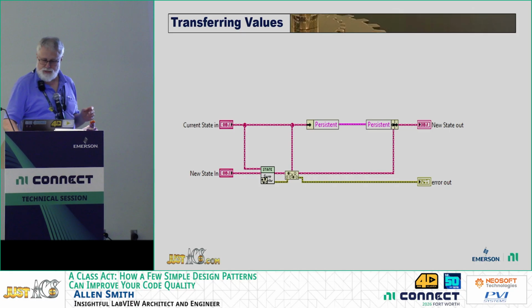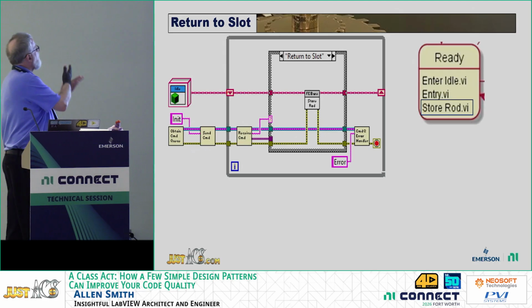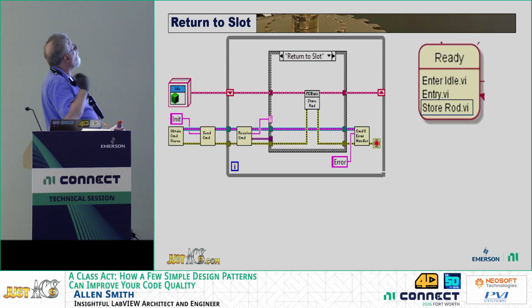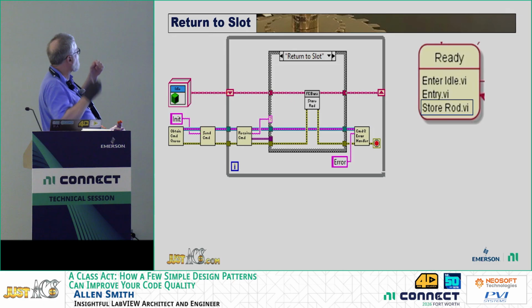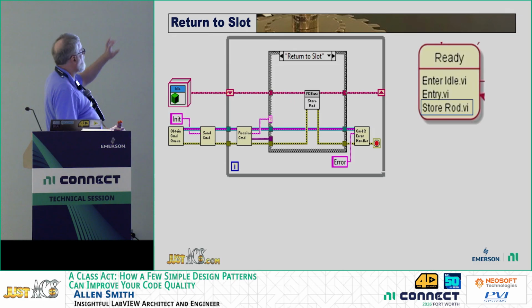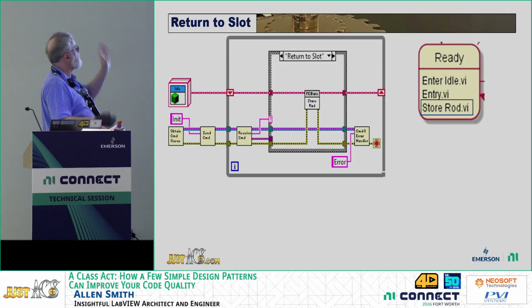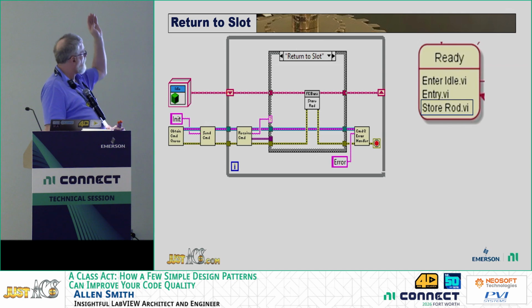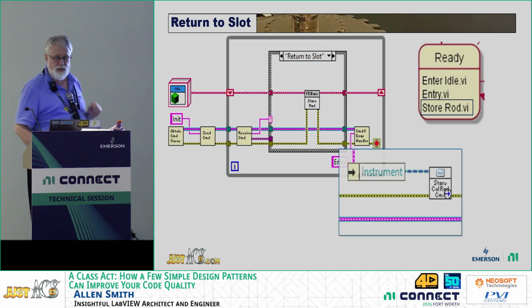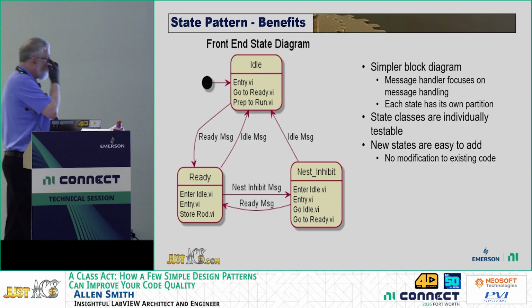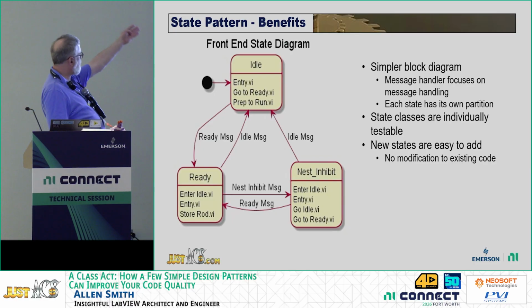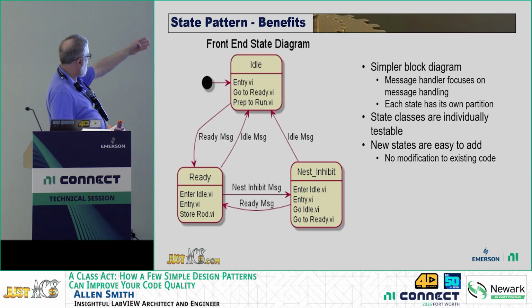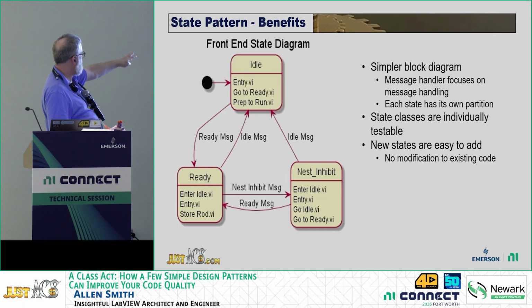Returning to my example, this is again return to slot. Now I know what to do here, right? So I got return to slot back. At some point I got a ready message. I've gone to ready, I've transitioned. Now I know what to do with store rod, which is that code. Cool, awesome, done. Everybody with me so far? Here comes your summary. Why do we do the state pattern? This is what I wound up with: 3 states, and I had messages that would make me change.